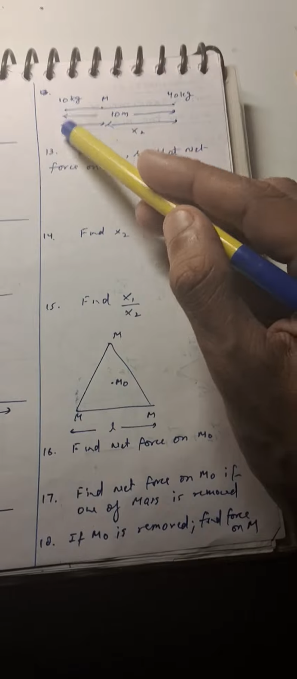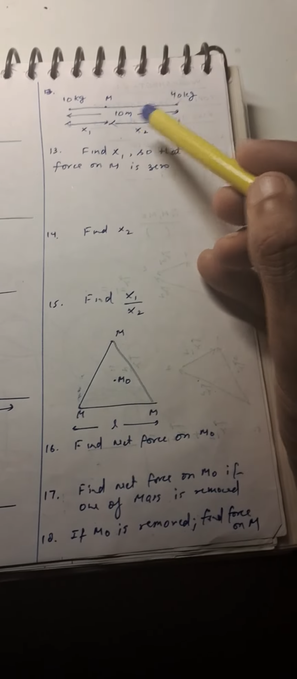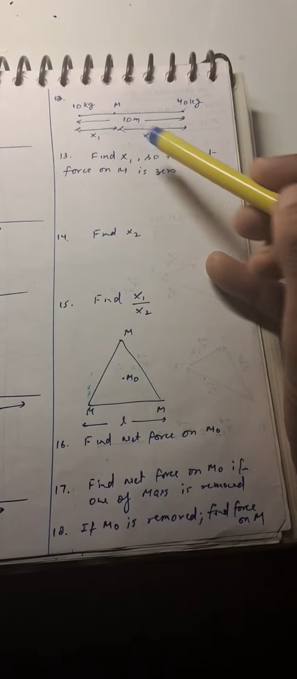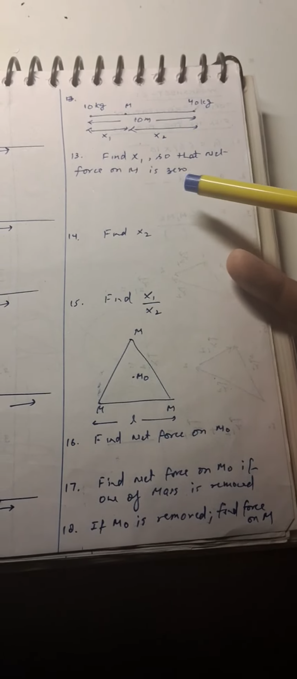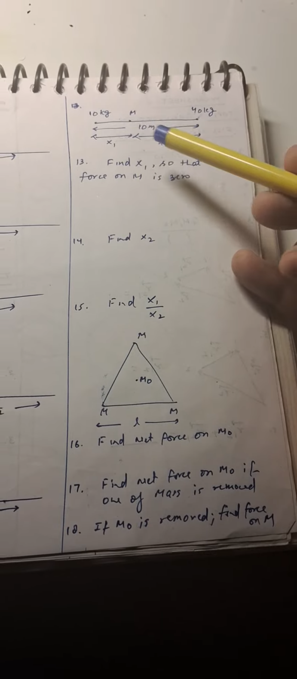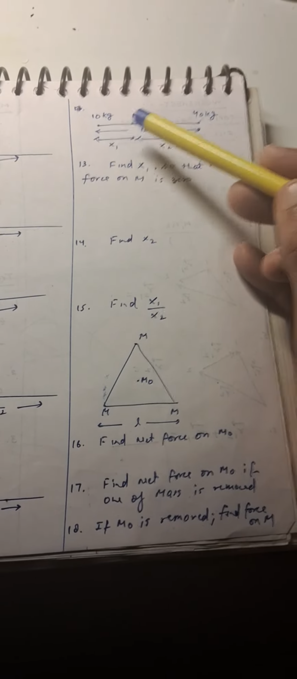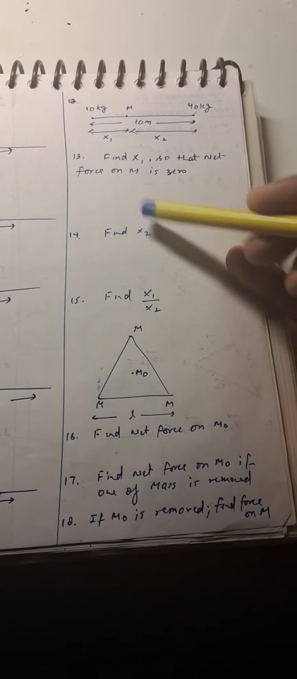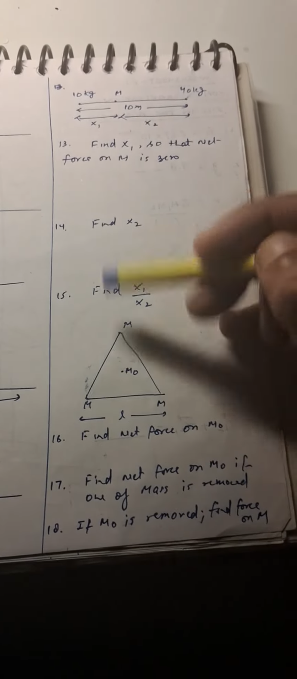Two masses of 10 kg and 40 kg are kept at a separation of 10 meter, and a point mass m is placed. x1 and x2 are the distances. We need to find x1 so that the net force on m is 0. So it's a conceptual based question. Just make sure that both forces are equal in magnitude and use the gravitation law to find them. Another is you need to find x2, then find x1 by x2.